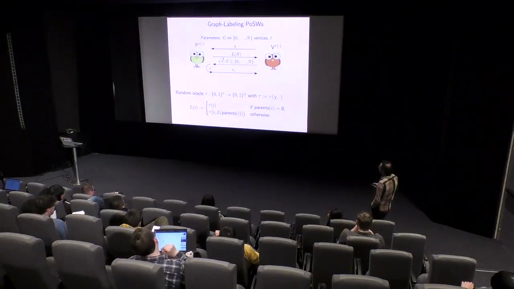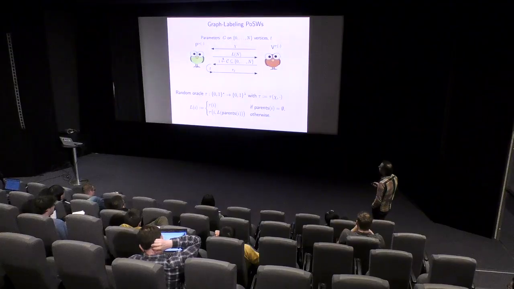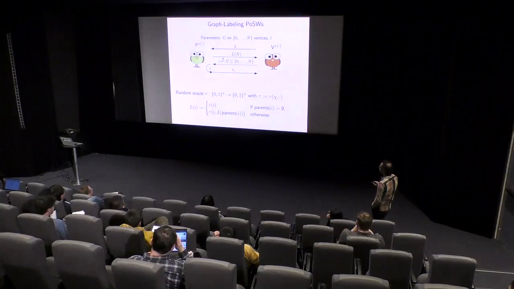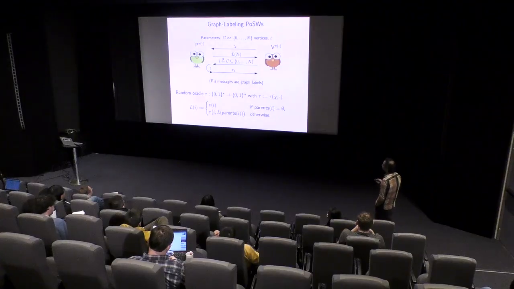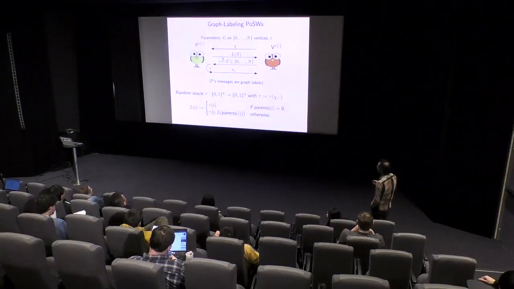Then the protocol runs interactively in a challenge-response phase. The verifier will send some vertex, and the prover will have to respond with some labels. It is important for these graph labeling POSWs that these responses are labels of the graph.